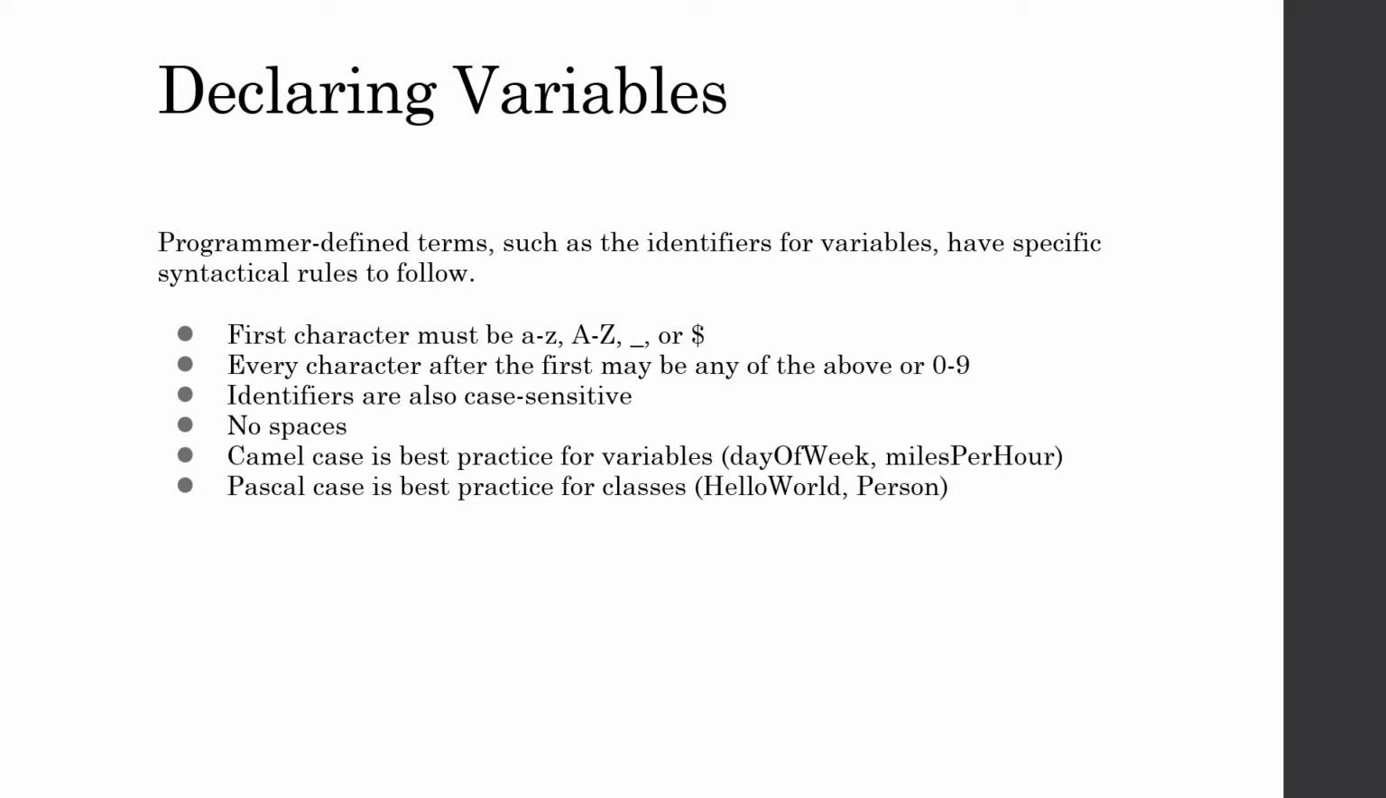And then every character after the first character can be anything that was listed above, or we can start using digits. So we can have 0 through 9. The only rule really about 0 through 9 is that we just can't make them the very first character.